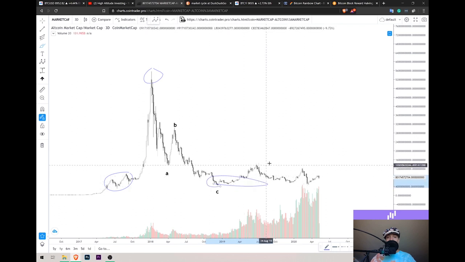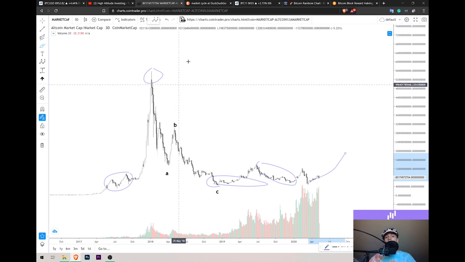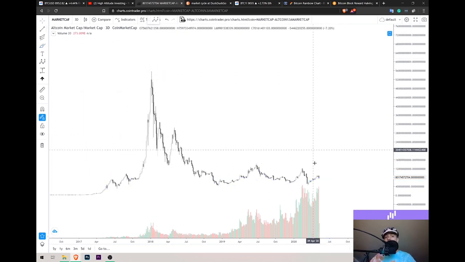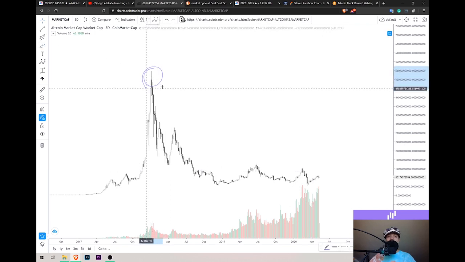This is depression. This is disbelief. And this is the beginning of the new bull market. So you guys, even the altcoin market cap as a whole is setting up for massive upside continuation. And just like those top coins that I was talking about, Ethereum, XRP, Tezos, will break their all-time high, altcoin market capitalization will also break its all-time high.